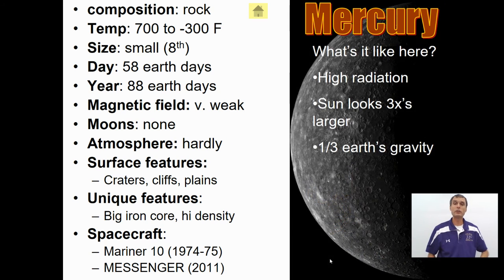What's it like on Mercury? Super high radiation because it's so close to the sun. And the sun itself in the sky of Mercury looks 3 times larger than it does here on Earth. And because Mercury is so much smaller, you only have 1/3 of the Earth's gravity. So if you weighed 150 pounds here on Earth, you would only weigh 50 pounds on Mercury.